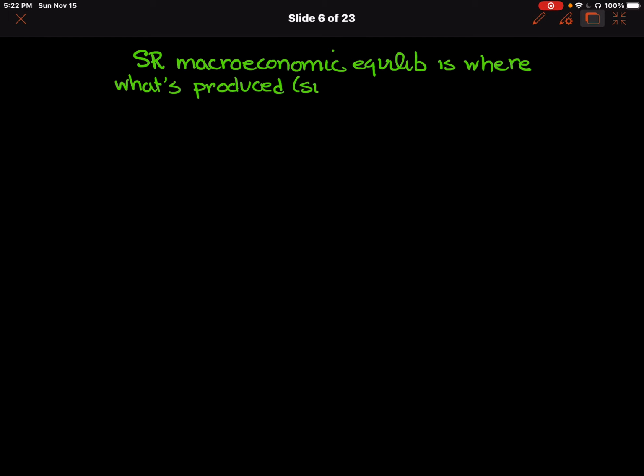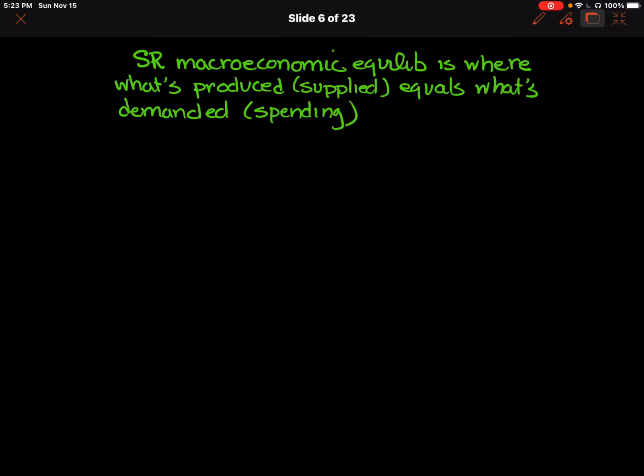So a short run, this is important to understand but subtle. So a short run (SR) macroeconomic equilibrium is where, again, what's produced or supplied equals what's demanded, or in other words, spending. And the synonym for this is aggregate expenditure. This is spending by households, planned spending by firms on investment expenditures, government expenditures, and net exports.